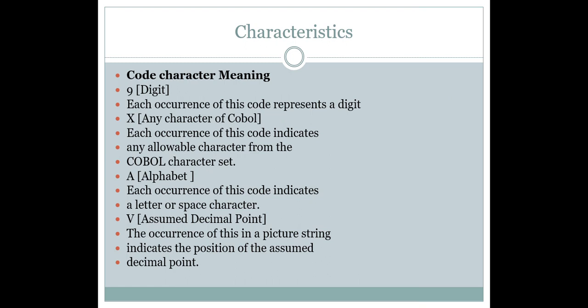So we have various code characters. The first code character is 9 to indicate a digit, and capital X to indicate any character of COBOL. That could be a numeric character, a non-numeric character, or a special character. To include any character, you could use capital X as an option, and then capital A, which is specifically for alphabets alone, and then capital V to include a decimal point within your values. So the occurrence of these characters in your picture string indicates the size of the picture class.